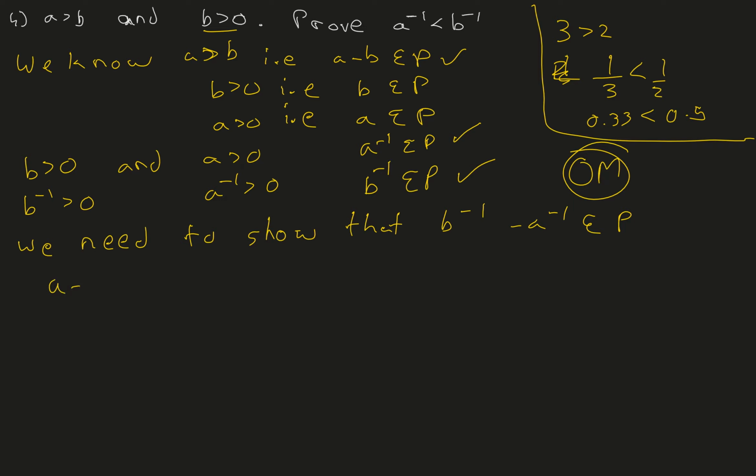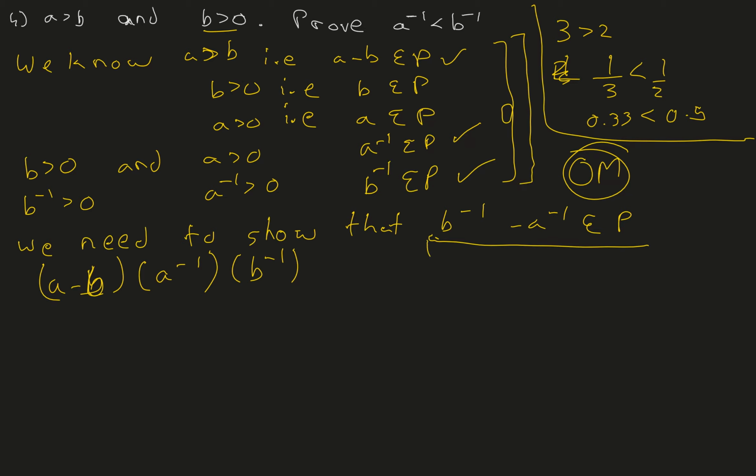So let's see what happens when we do that. Remember, when you're doing proofs of theorems in fields and ordered fields, you're just trying to manipulate what we know to try and get what we want to show. So we want to show this and we know this, so we have to try and manipulate this to get something that looks like this. So multiplying all this together by OM will guarantee us that it will still be in P, since all of them together are in P.